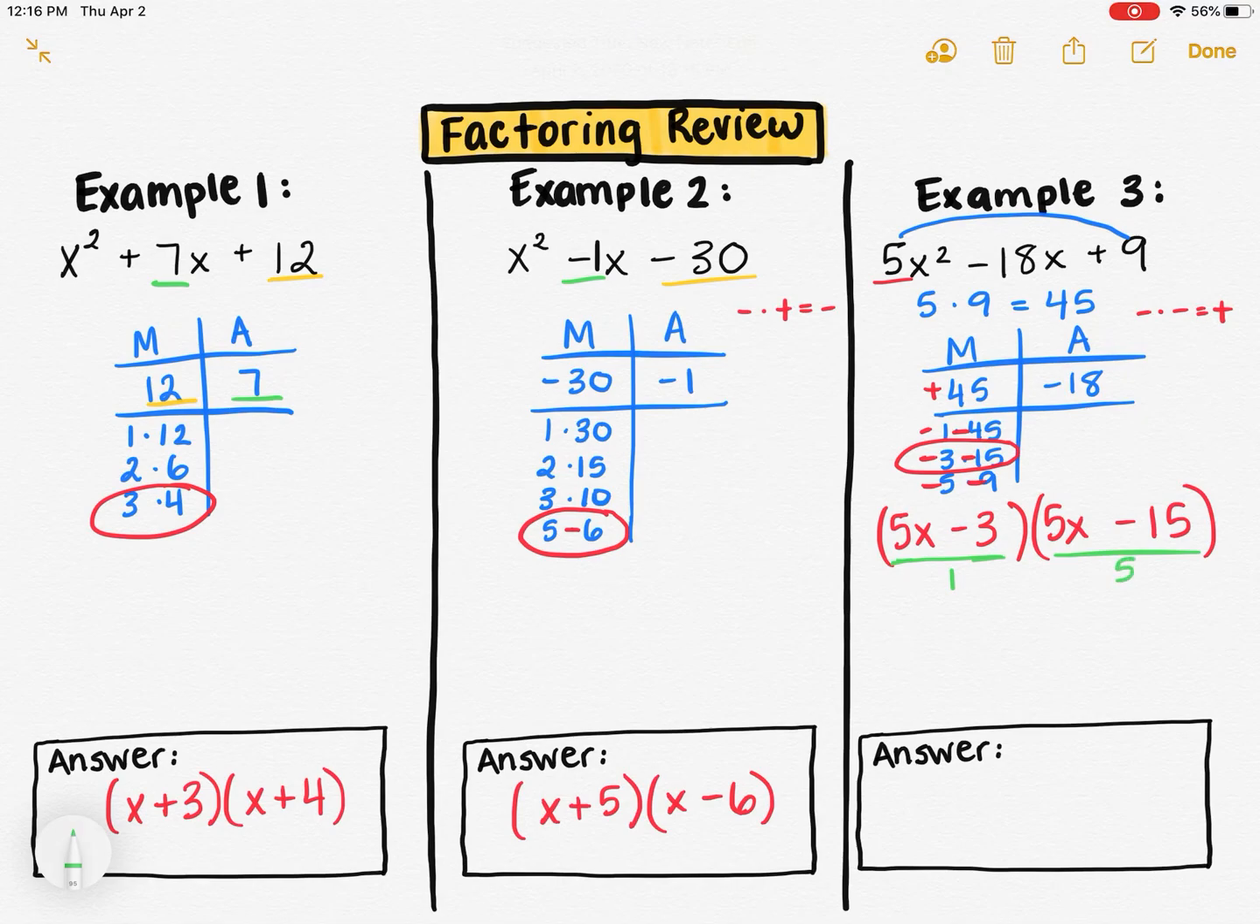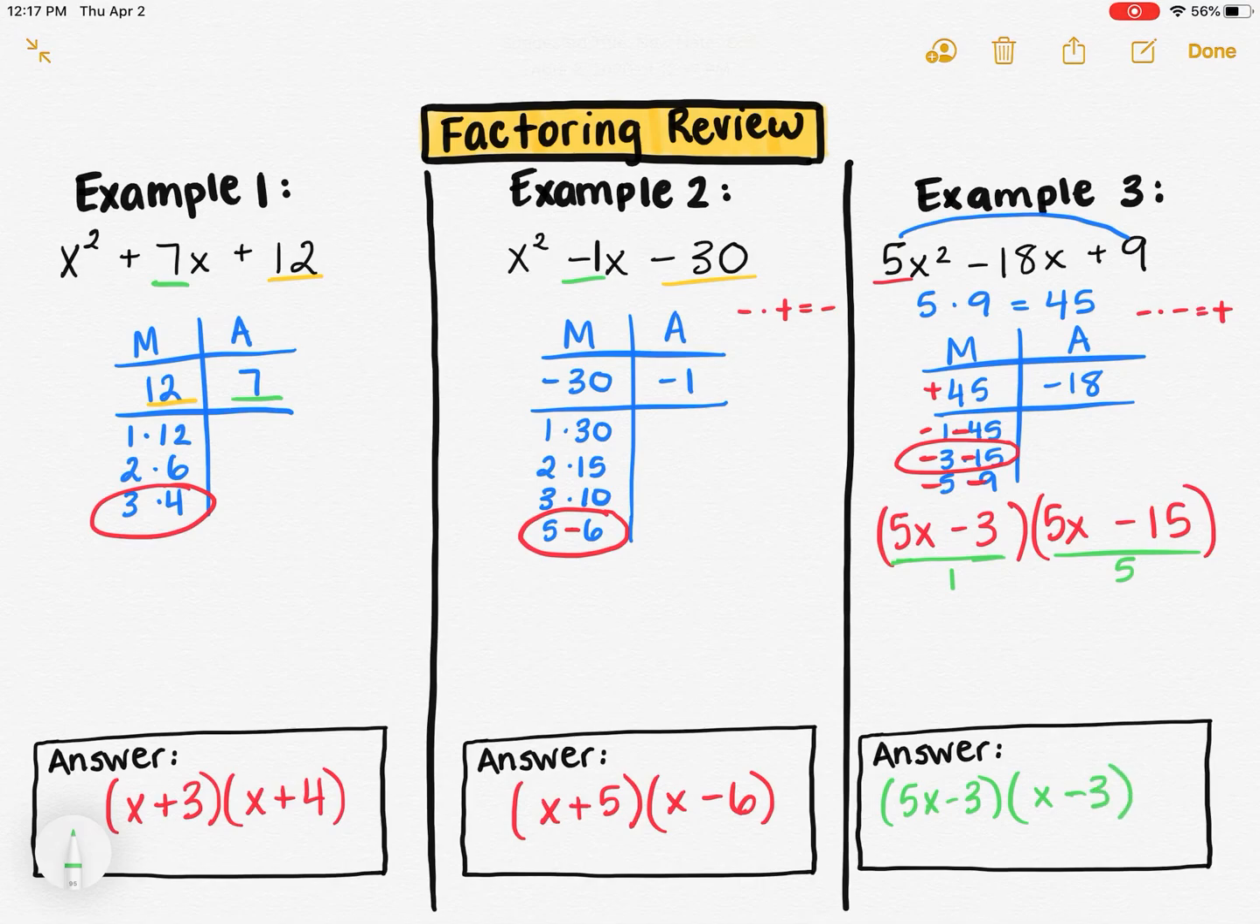So now I can write my answer by dividing everything. So 5x minus 3 divided by 1 is just going to give me 5x minus 3 again. Whenever you divide something by 1, it doesn't change what you have. Over here, 5x divided by 5 leaves us with 1x, or just x. And -15 divided by 5 leaves us with -3.